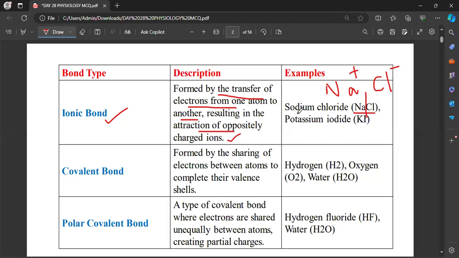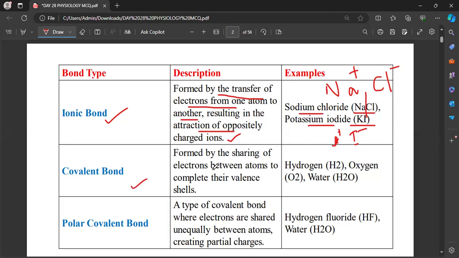Examples are sodium chloride and potassium iodide. We can separate potassium iodide as K+ and I-. One is gaining the electrons and one is losing the electrons. When it loses the electrons, it gains a positive charge. Now, what is a covalent bond?